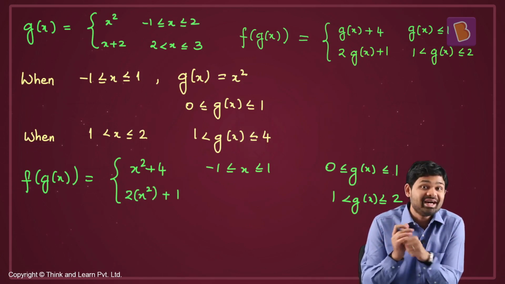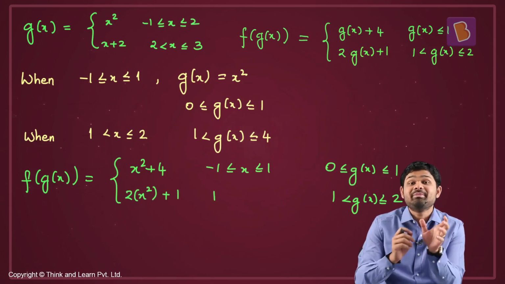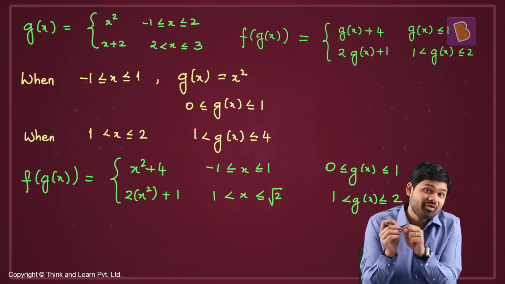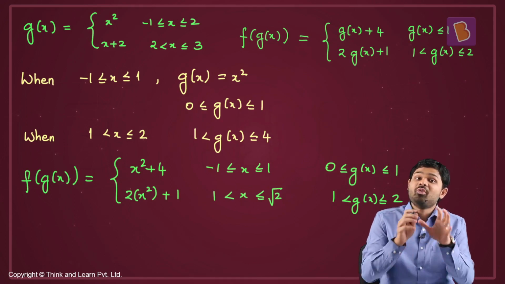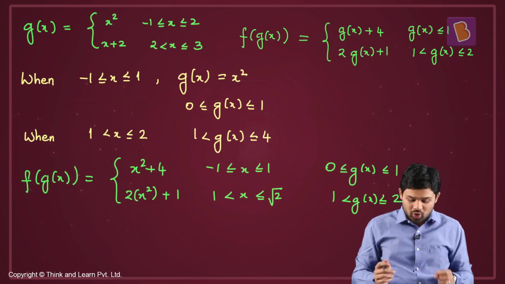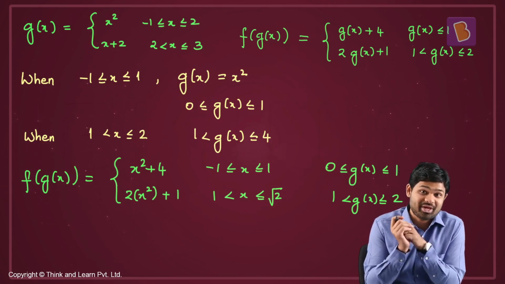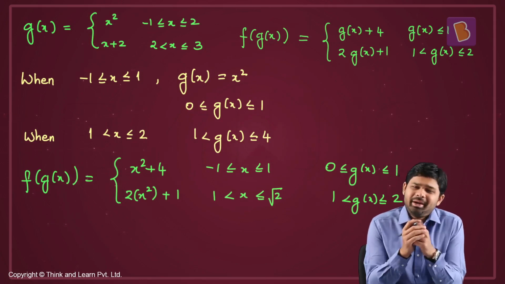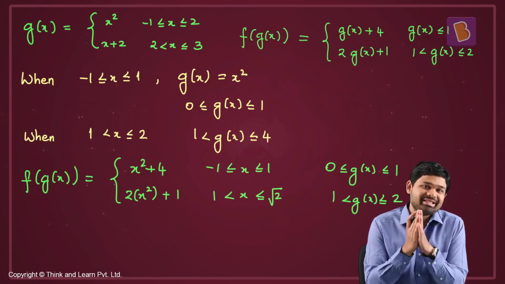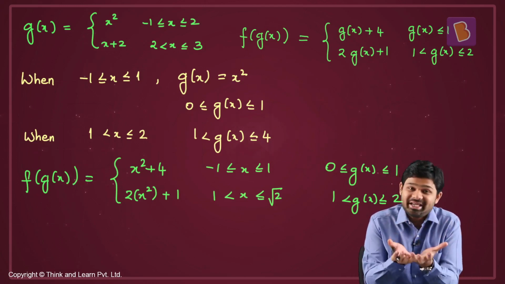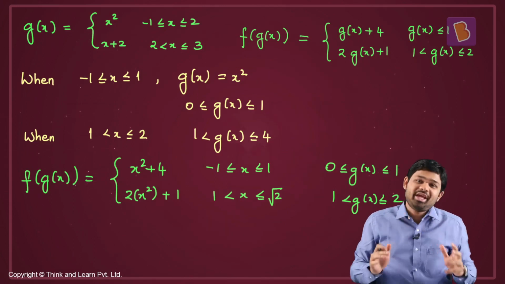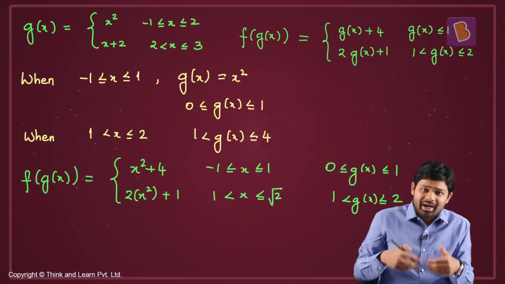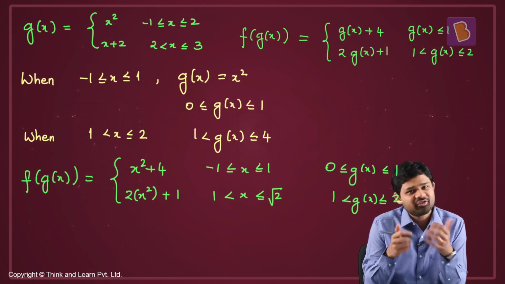Now, what is the value of x here? The value of x here is going to be between 1 and root 2, because g of x cannot go beyond 2. So when is g of x 2? When x is equal to root 2. So now when x is between 1 and root 2, the value of f of g of x is going to be 2x square plus 1. This is the tricky bit in this question to get the domain correct. But in fact, the way this question has been designed, you don't have to do all these things. In case the objective of the question was to find out the domain of f of g of x, this is how you should have done it. But there is no other way to solve this question apart from this, because you need the definition of f of g of x, and for that you need the domain.